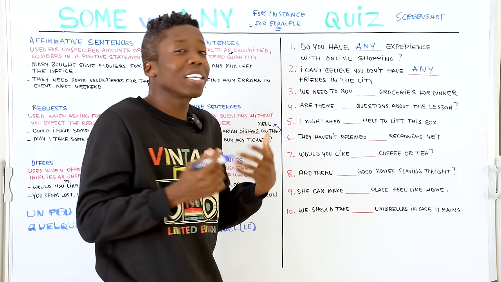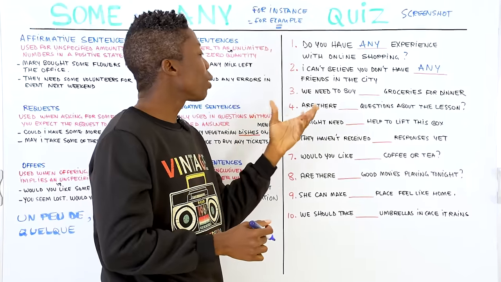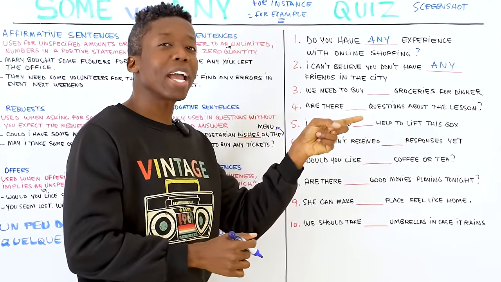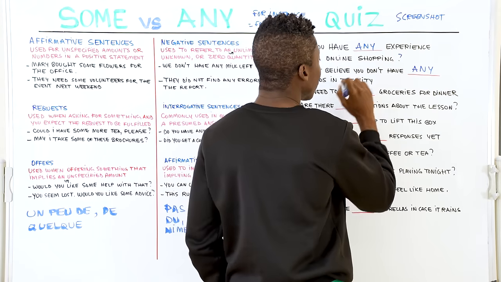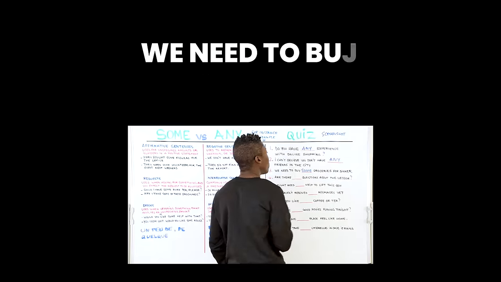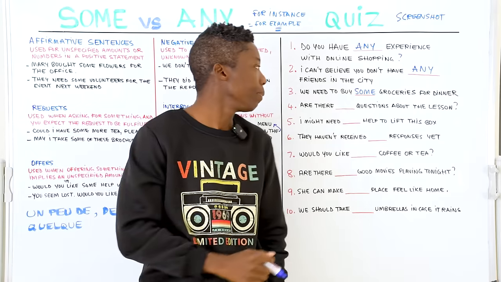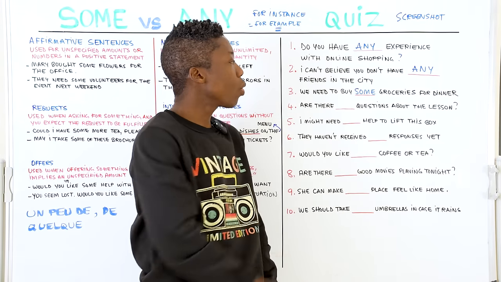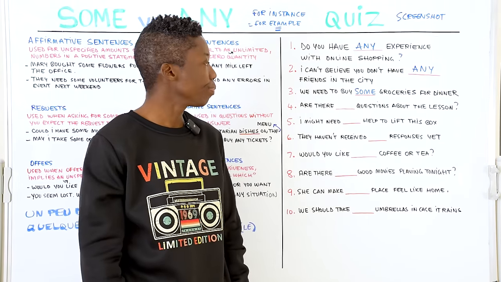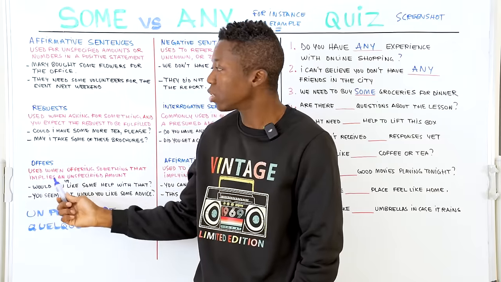For dinner. Hey, c'est pas moi qui ai inventé ces choses. Hein? C'est les Américains. Il faut les blâmer. Pas moi. Moi, je ne suis que le messager. We need to buy. Est-ce que c'est any ou bien some? Of course, it's some. We need to buy some groceries. Unspecified amount of something. Are there questions about the lesson? We're looking for information here. It's not an offer, right? This is not an offer.